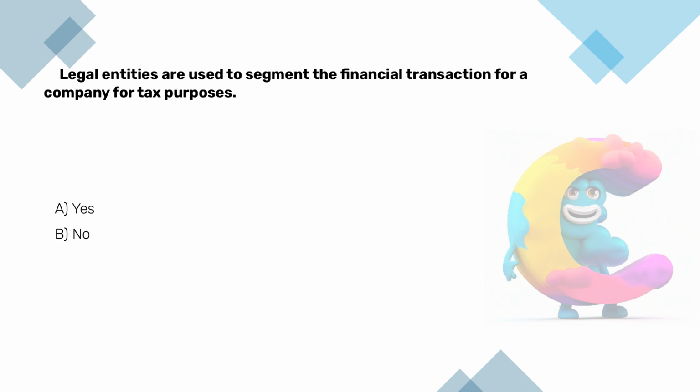Legal entities are used to segment the financial transaction for a company for tax purposes. Is it correct? Okay, now pause the video here, have a bit of think, and then continue when you are ready. Yes, legal entities are indeed used to segment financial transactions for tax purposes. Each legal entity can have its own tax reporting requirements and obligations, making it essential for compliance with local laws.